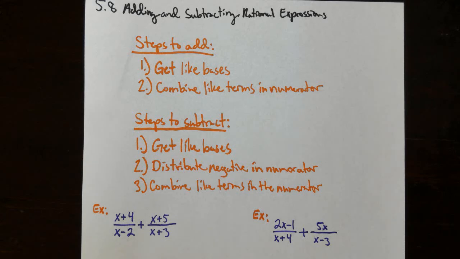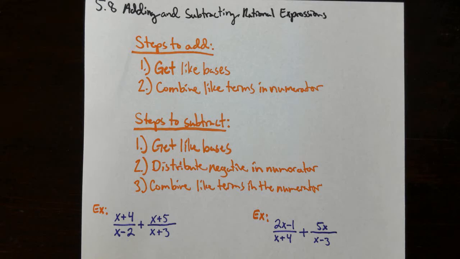Hello class, today we're on 5.8, adding and subtracting rational expressions. Our steps are slightly different depending on whether we are adding or subtracting, but the first step is the same for both, and that is to get like bases.